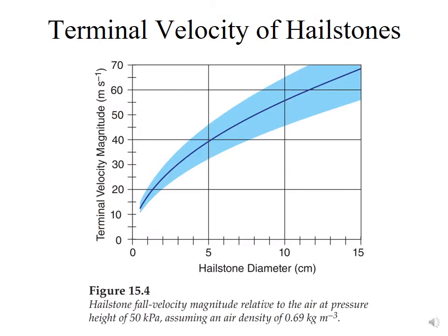So why is hail so destructive? Well, it's because its terminal velocity is quite large. As the hailstone diameter increases up to around 5 centimeters, which would be the extremely large hail, it's falling at 40 meters per second. And by the time you get to 10 centimeters, it's falling at about 55 meters per second. That's really fast, has a lot of momentum, and can do a lot of damage when it hits.